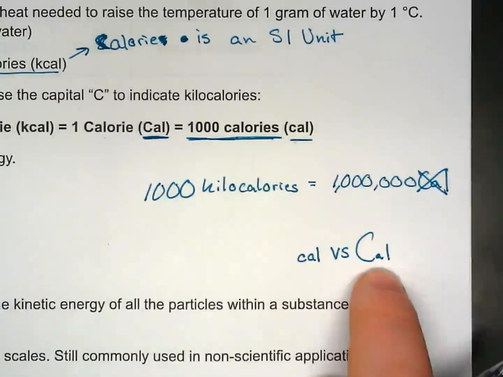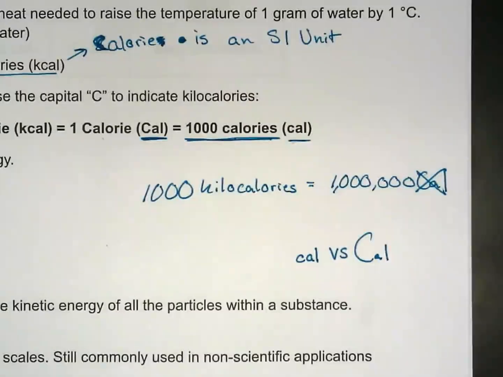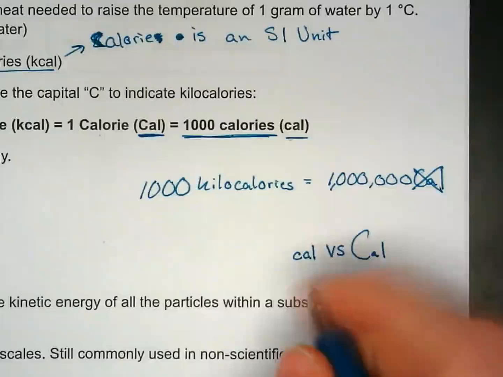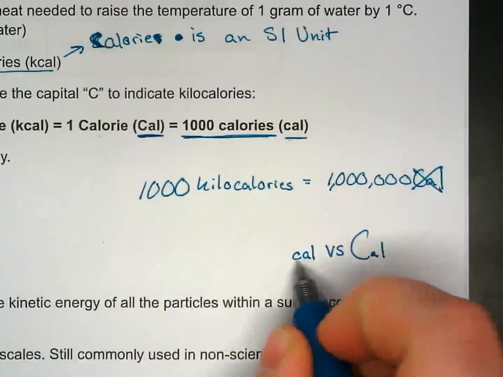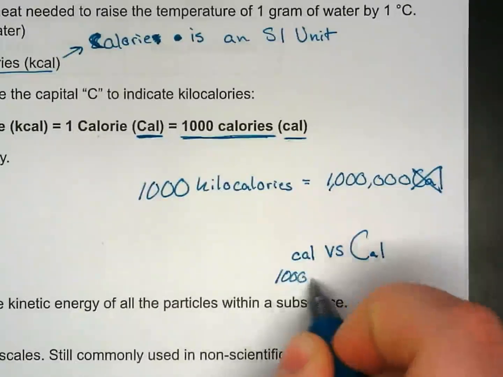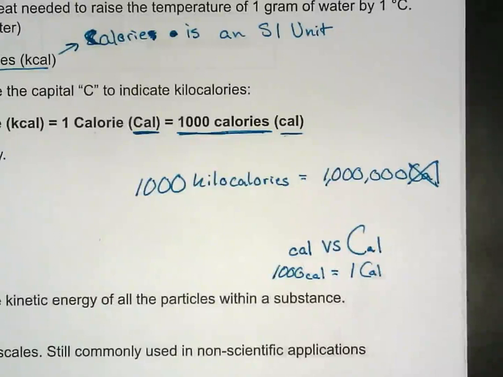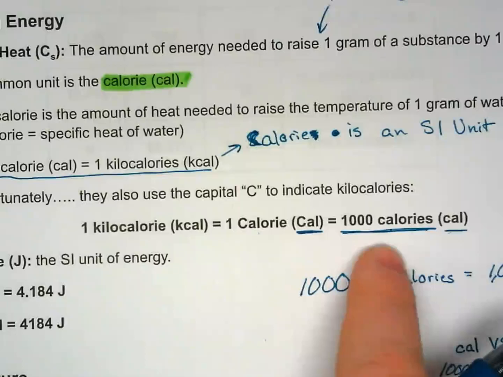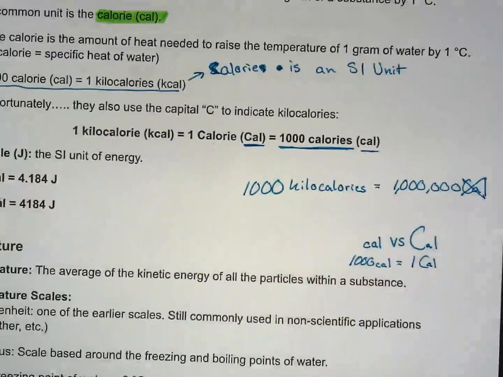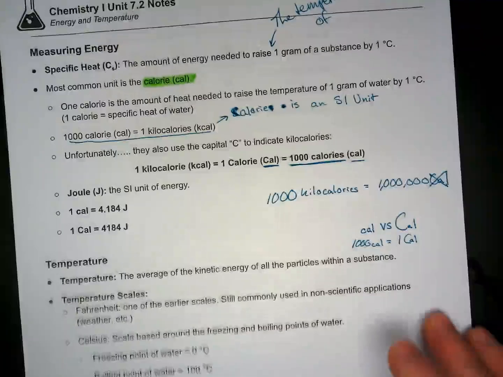Super duper exaggerate it so that there is no misunderstanding of what unit you're using. I know that seems kind of weird the way I've been phrasing this, but again, understand the difference between this versus this. There are 1,000 lowercase calories in 1 uppercase calorie, exactly what you wrote just up here. So understand the difference.